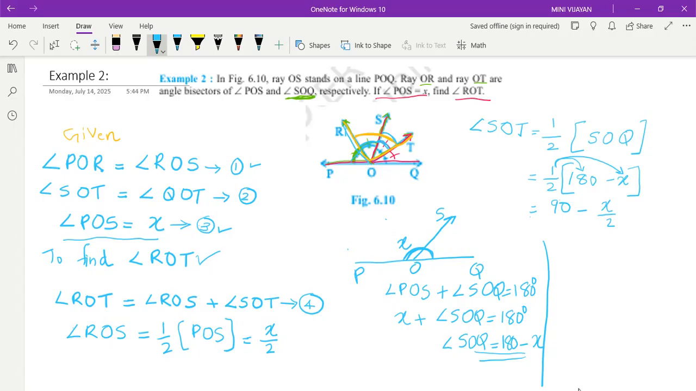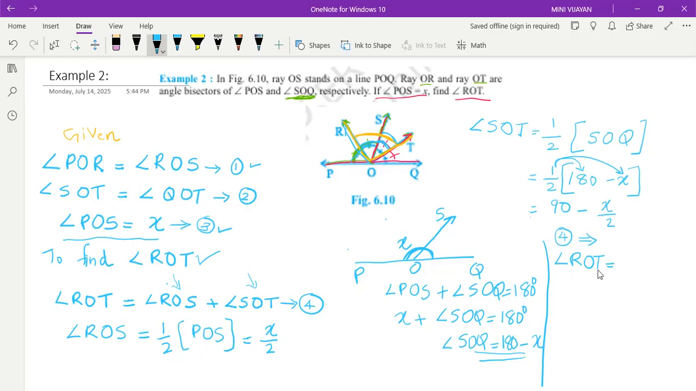Clear? So in this fourth equation, we got the measure of ROS. We got the measure of SOT as well. Now what? Just substitute these two values in this fourth equation. We will get the measure of ROT. So angle ROT equals, I'm rewriting equation 4.